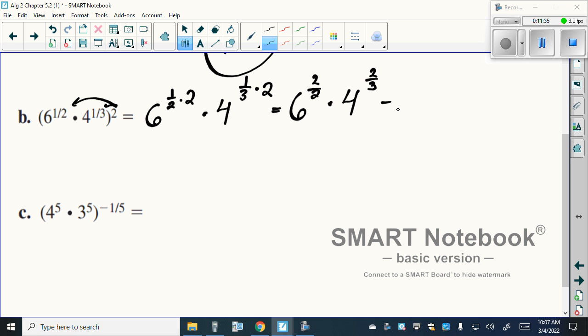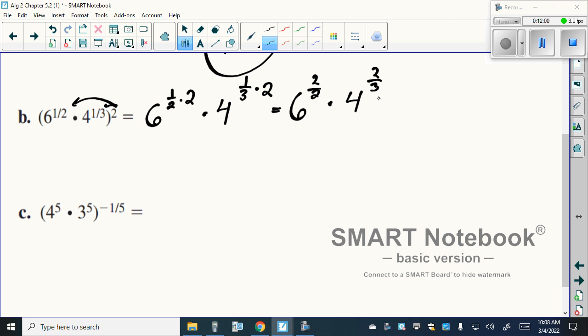Well, erase it there. Didn't erase the whole thing. Okay, apparently I'm going to keep erasing. 4 to the 2/3. So this here could be our final answer because we know 4 and 6, we really can't multiply them together at this point unless we actually apply those fractional exponents.